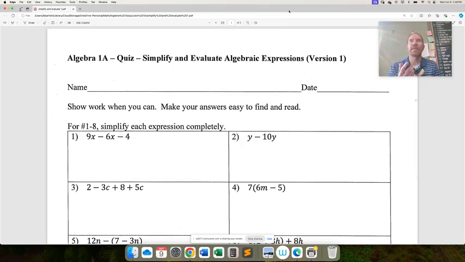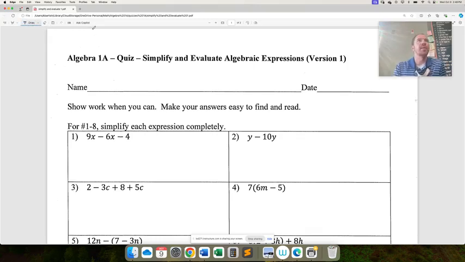Algebra 1A, we're looking at a quiz on simplifying and evaluating algebraic expressions. We're doing version 1 of this quiz. I'm just going to do problems 1 through 8 on this video. But yeah, it can be a little tricky sometimes.